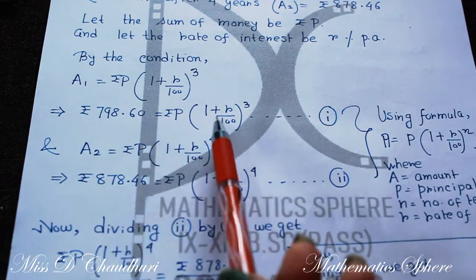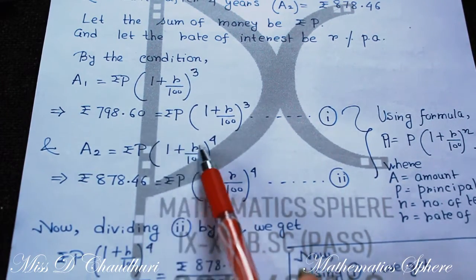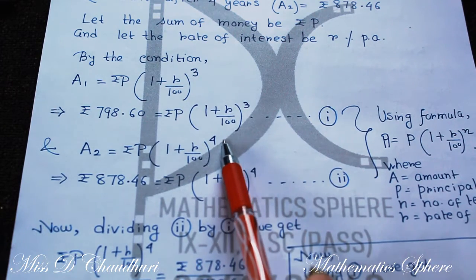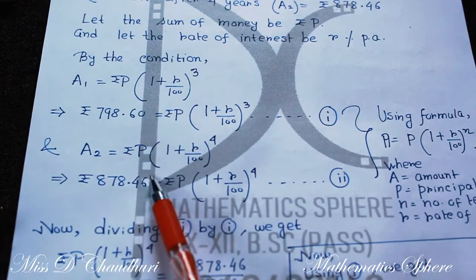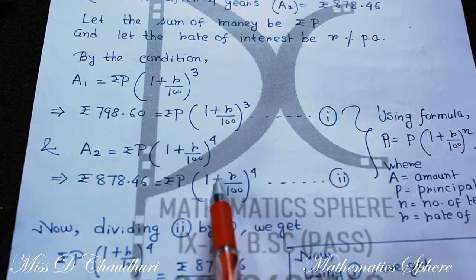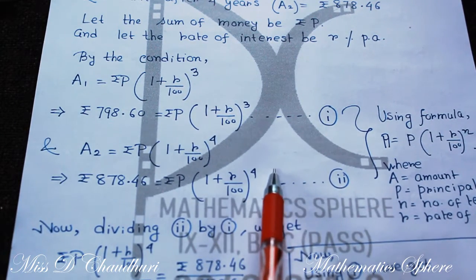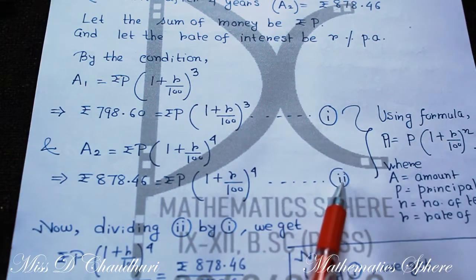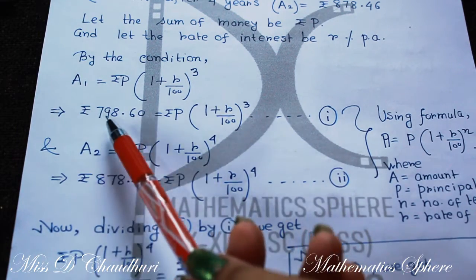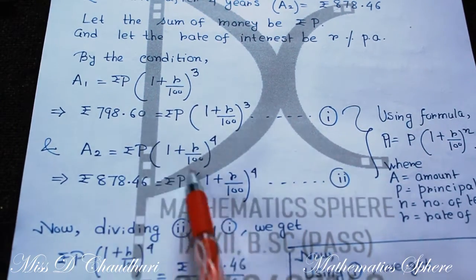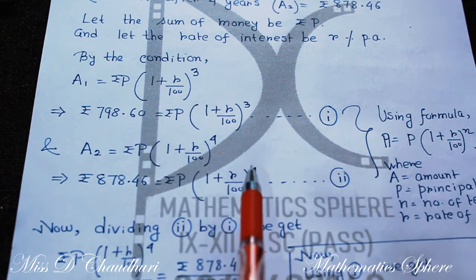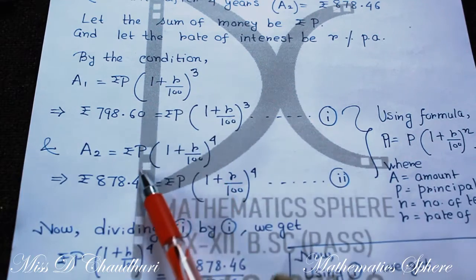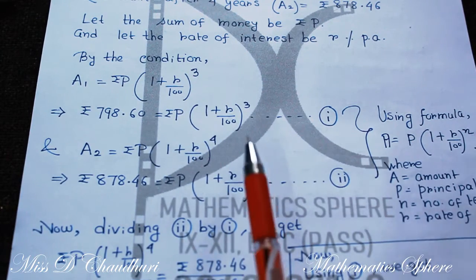In the same way, A2 equals rupees P into (1 plus R by 100) whole to the power 4. Here we are putting the value of A2. This is equation 2. So we are getting two equations. But how do we solve these equations? Be very careful here. Two variables are there, P here and R here. How do we solve this?